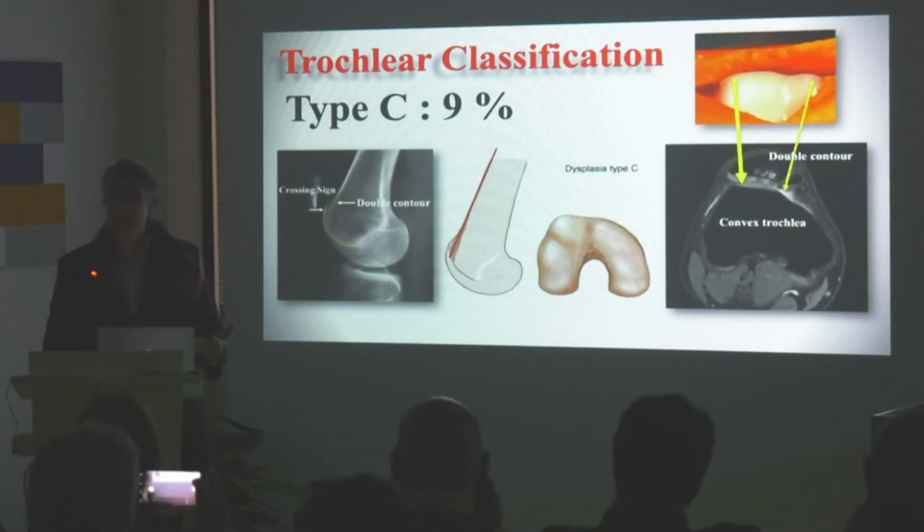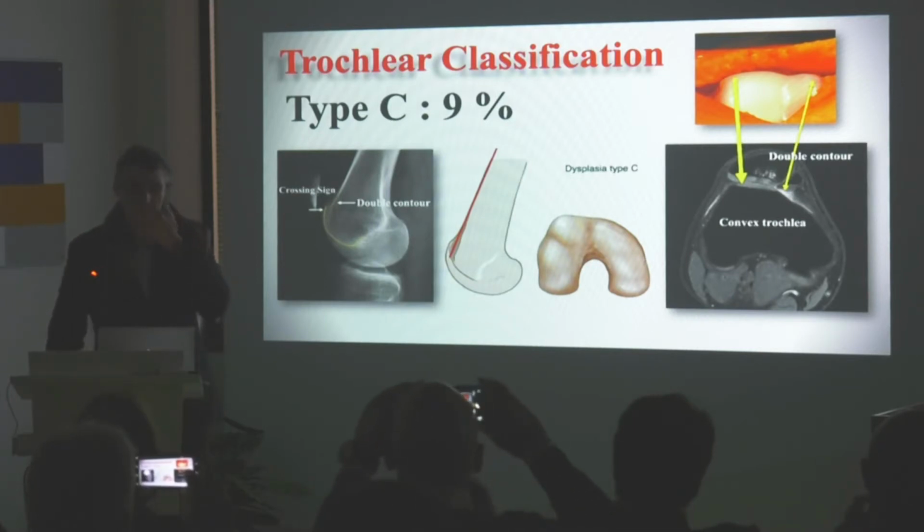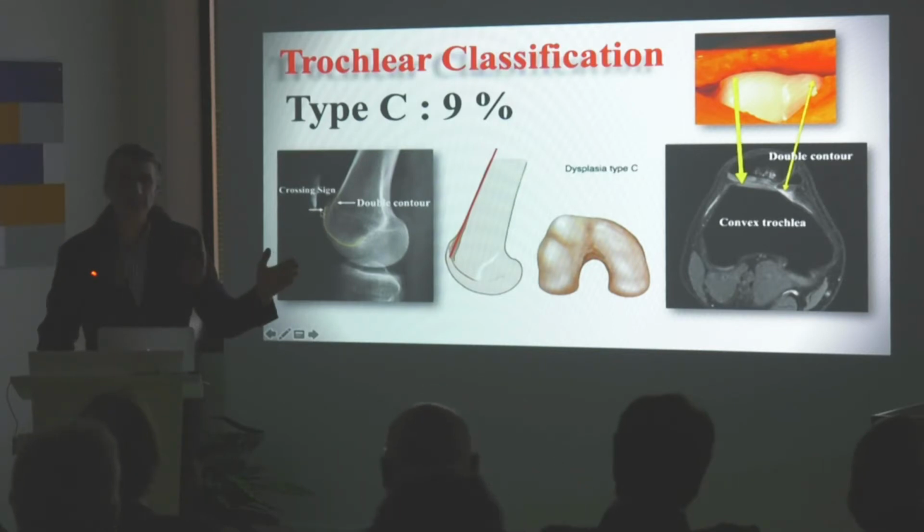Then the type C, which is the most difficult one to pick up, because you have the crossing sign, but you have no prominence. So if your X-ray is not perfect, you will maybe miss the double contour, because you have only the double contour and the crossing sign. And this is exactly that. Hypoplastic medial facet, lateral convexity of the lateral facet, but no prominence. So this is very difficult to correct, and it's not a very good indication for trochleoplasty.